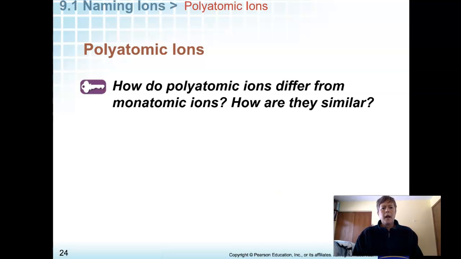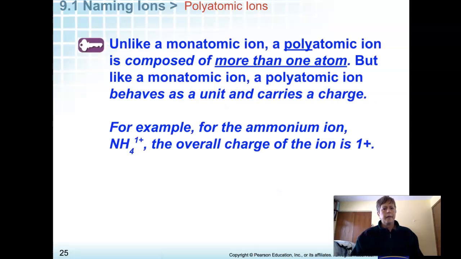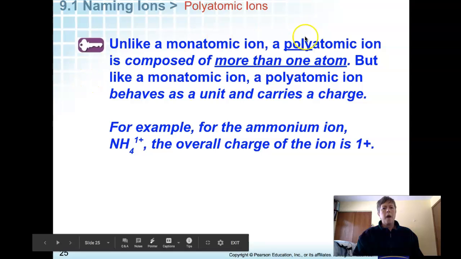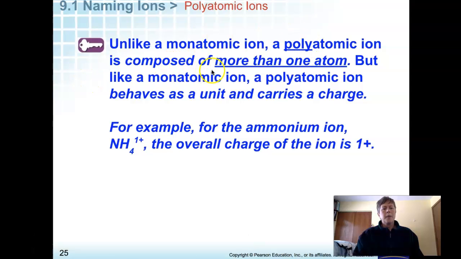So looking at polyatomic ions, how are they different from monatomic ions? How are they similar? They're going to be different because they have more than 1 atom in the formula. They're going to be similar in that the entire grouping is still going to have just 1 charge for the entire thing. So unlike a monatomic ion, a polyatomic ion is composed of more than 1 atom. Poly means many, so it's going to be more than 1 atom. But like a monatomic ion, a polyatomic ion behaves as a unit carrying just 1 charge. So for example, the ammonium ion, which is NH4, that whole unit has a +1 charge, not just the H, but the entire thing has a +1 charge.